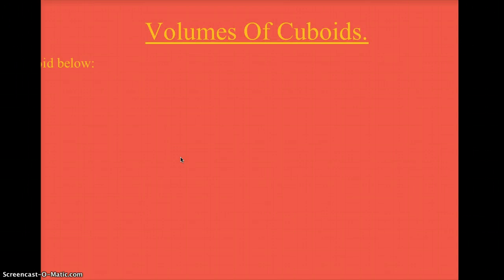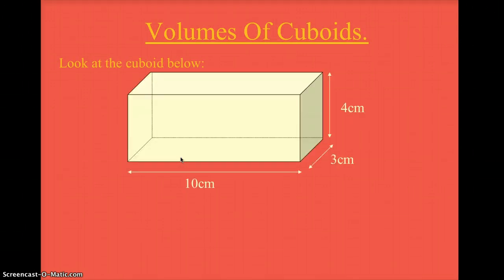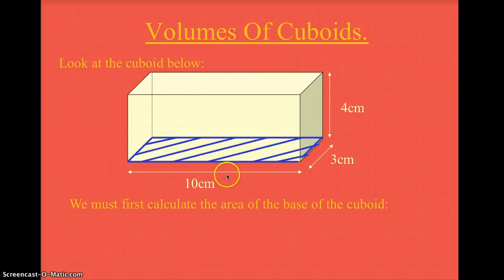Okay, so let's start computing the volume of a rectangular prism or a cuboid. Given a cuboid with a width of 10 centimeters, length of 3 centimeters, and a height of 4 centimeters, let's first calculate the area of the base. And here's your base. I know that you already know how to calculate the area. So let's calculate.